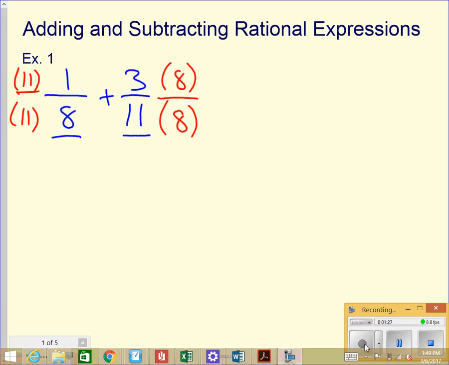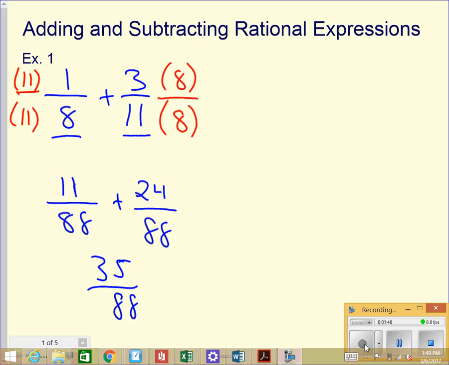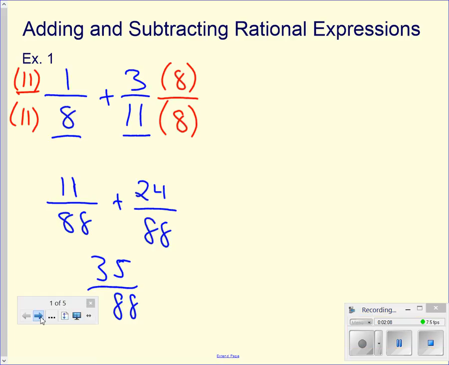So 11 times 1 is 11, over 88, plus 3 times 8 is 24 over 88. Now that they have the same denominator, I can add them together. So 11 plus 24 gives me 35 over 88 as my answer. So all I've done here is, between 8 and 11, I found something that's common, in this case 88, and I multiplied the top and bottom by the same number, and I do the same procedure on the other side. So let's take a look at another example.